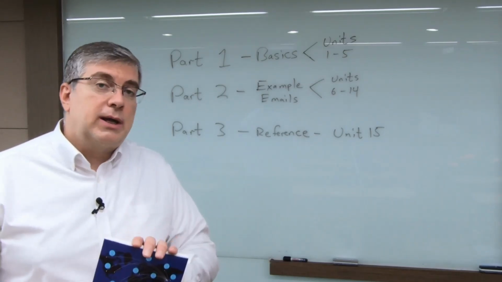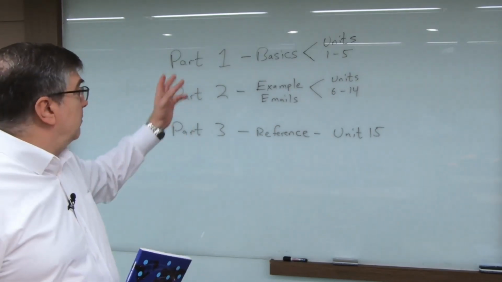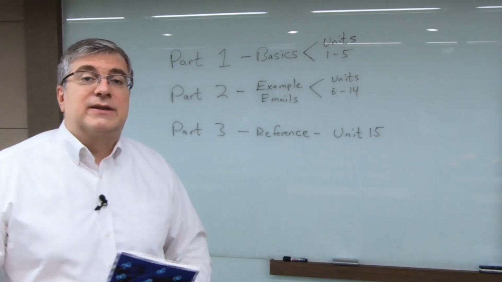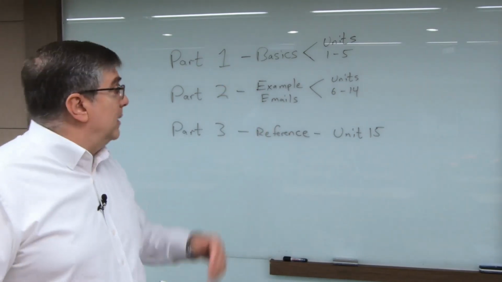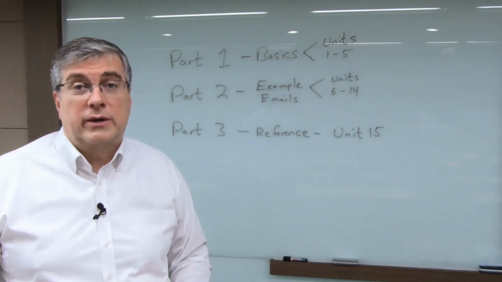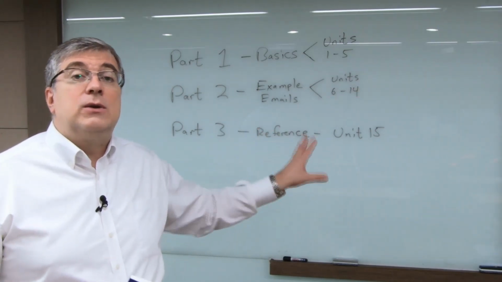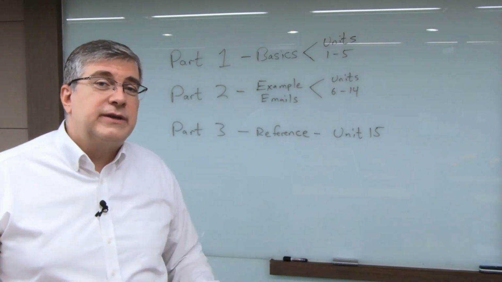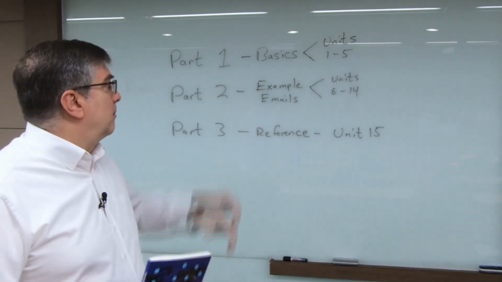And I've divided the book and the video lessons into three basic parts, part 1, part 2, and part 3. In part 1, we go over the basics of email writing. That's units 1 to 5. In part 2, we take a look at some example emails, units 6 through 14. And in part 3, that's a reference section, that's unit 15. Let me give you a brief rundown of the various units to give you a better idea of what I mean by these different parts.